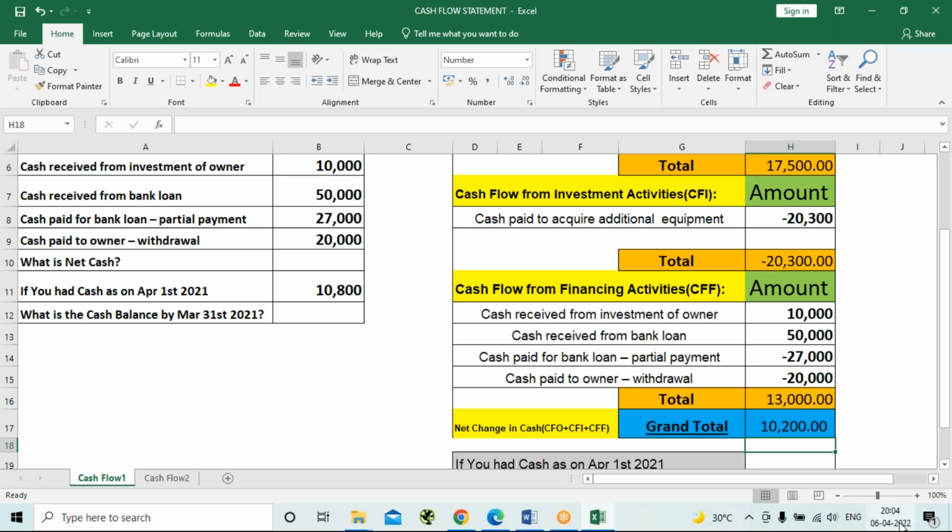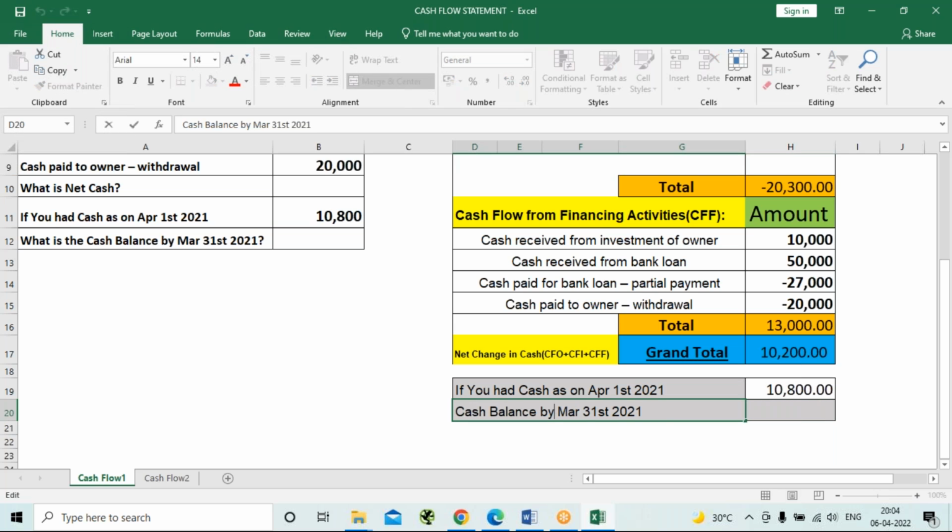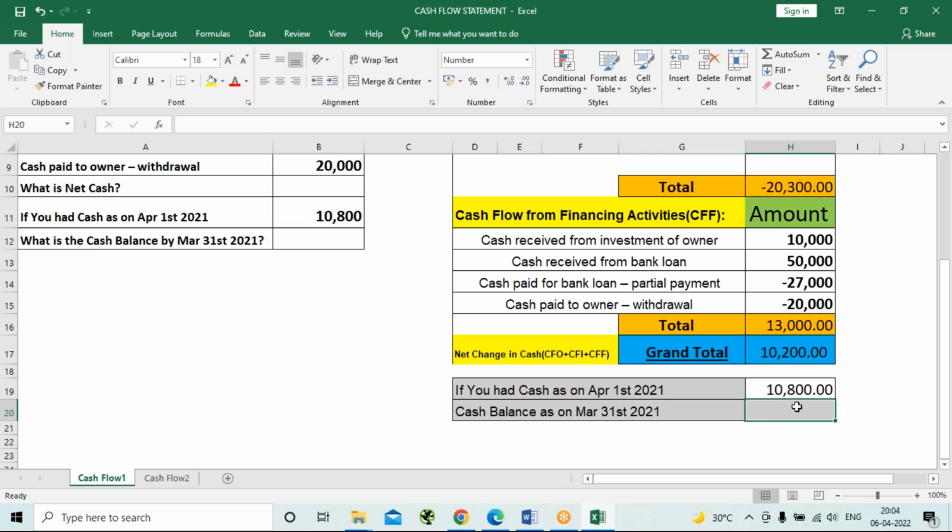That is the cash you have right now in your hand, 10,200. So here it says, if you had cash as on 1st April as an opening balance of 10,800, then what is the cash balance as on 31st March 2021? The current year balance 10,200 plus the opening balance 10,800. So that is 21,000, the closing balance.